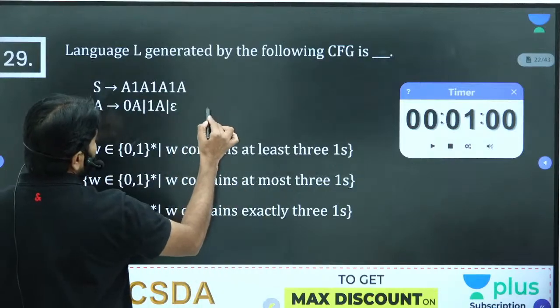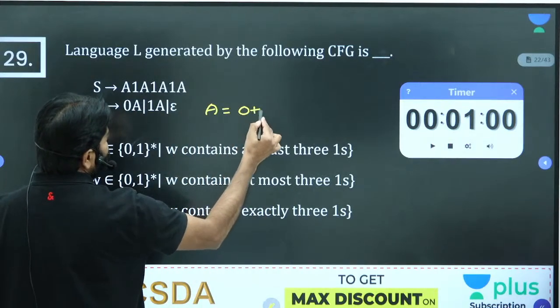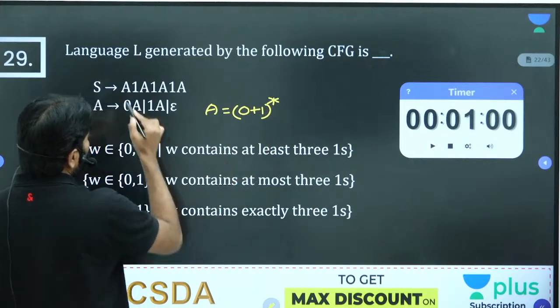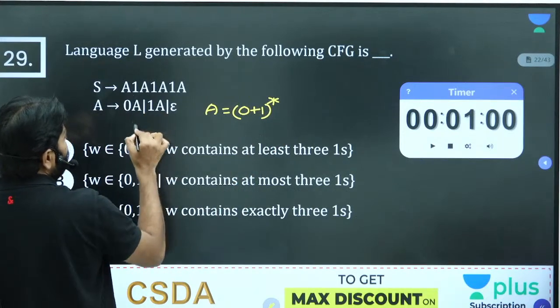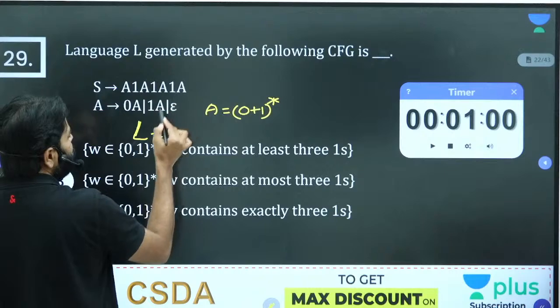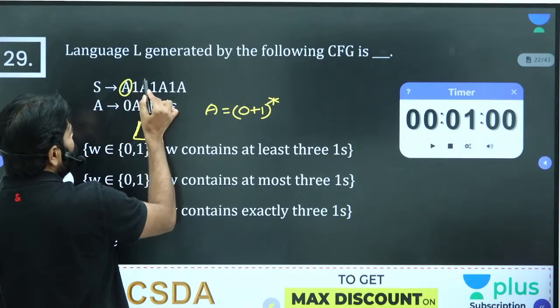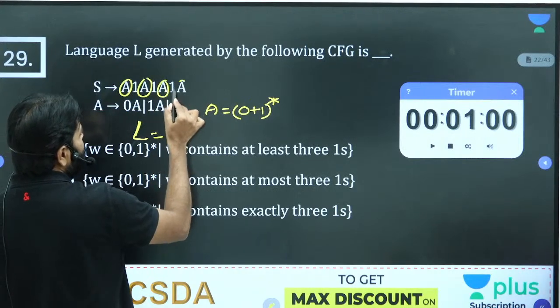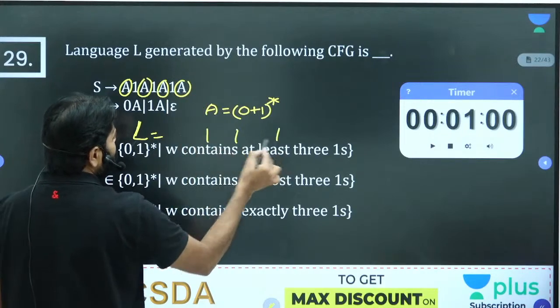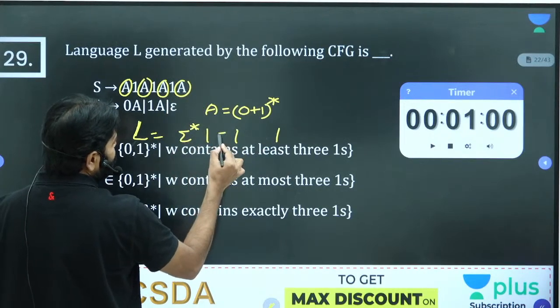What does capital A derive? 0 plus 1 whole star. What is your language? Grammar: the start symbol derives A, 0 plus 1 whole star, 0 plus 1 whole star, 0 plus 1. You have 3 ones. Here, sigma star you have, 0 plus 1 whole star.